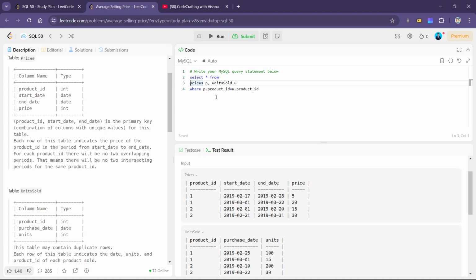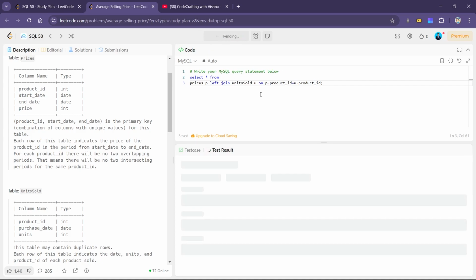Instead, what we should be using is left join, because we want every product in the Prices table. So we'll use left join, and there will be a condition, and that condition will be this.